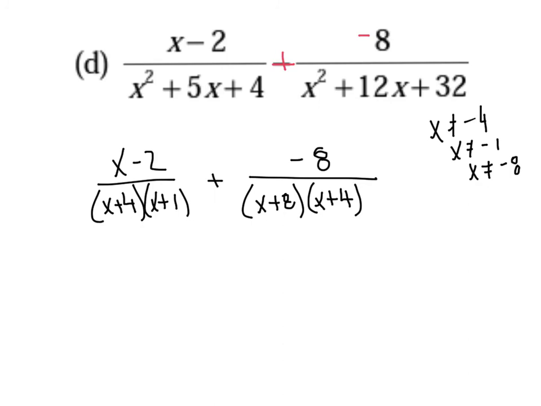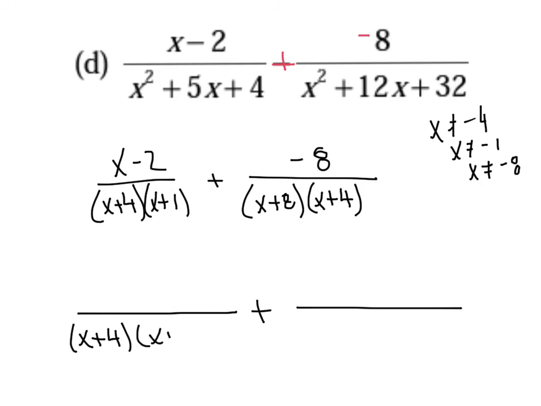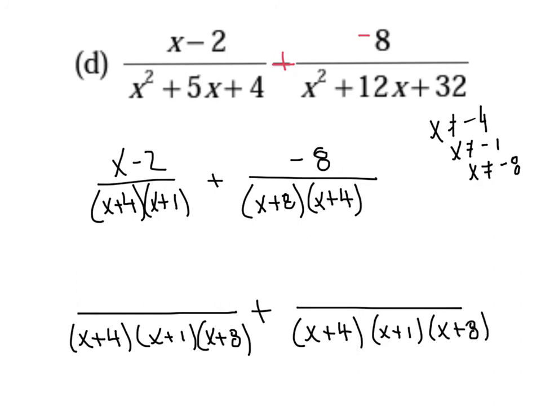Now, my common denominator is going to be, let's see, I need the x plus 4, I need the x plus 1, and I'm going to need the x plus 8 on each denominator here. It takes a little while to set these up, but Rome wasn't built in a day, so to speak, so good things come. I'm going to multiply the first one by whatever it's missing, which happens to be the x plus 8. And everything that I have here in blue, again, has a value of 1.